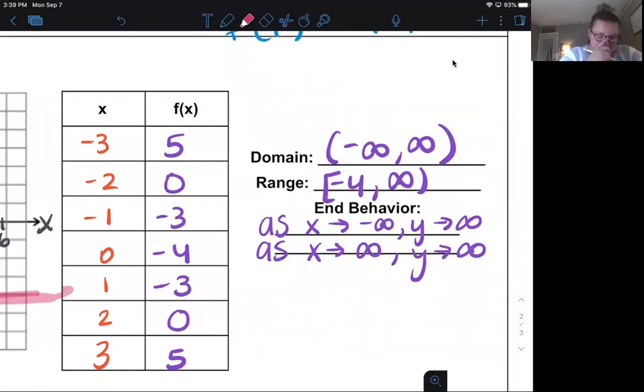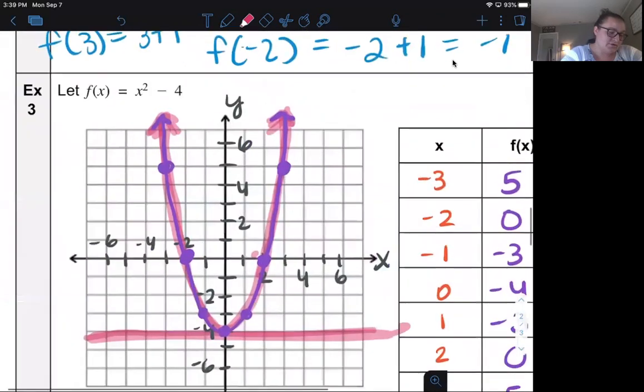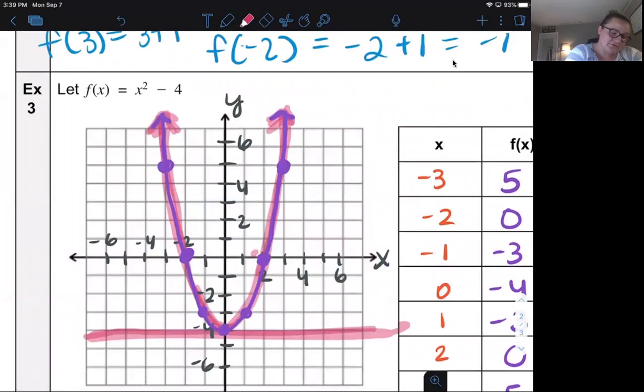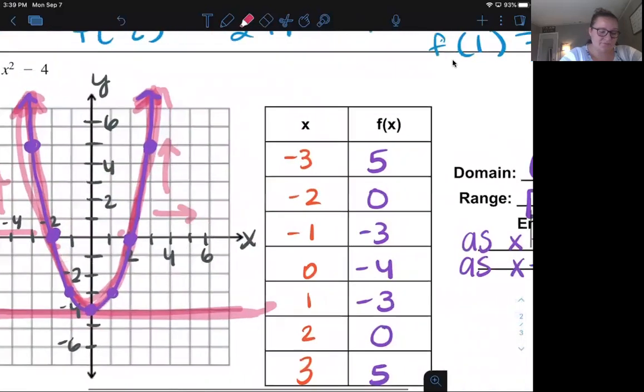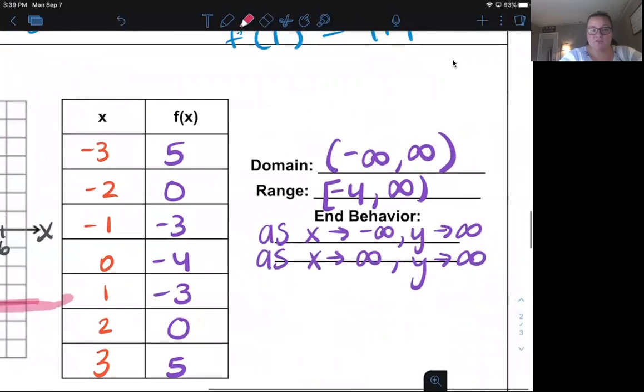Then for my end behavior, as x approaches negative infinity, y approaches positive infinity. So as x approaches negative infinity off to the left, my y's increase. Then to the right, as x approaches positive infinity this time, the y's also approach positive infinity. So that's my domain, range, and end behavior.